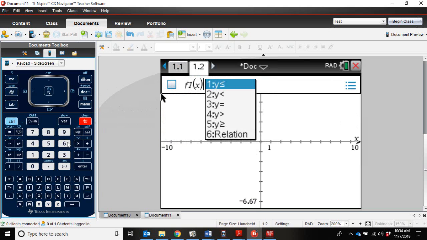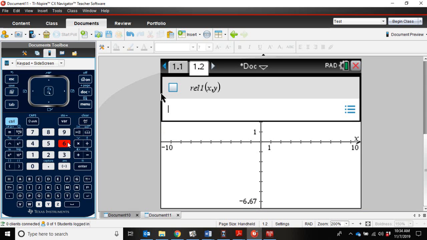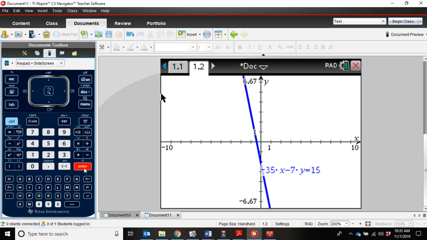And I like to press the numbers instead of scrolling, so I'm going to push number 6. And then we're going to type in the equation, which is negative 35x minus 7y equals 15. And again, you're following along with me. Press enter and we have a line here.